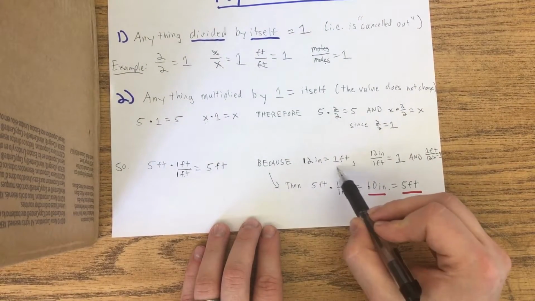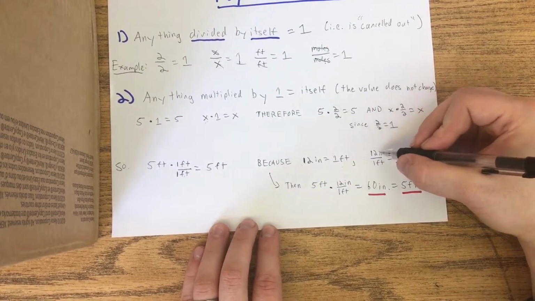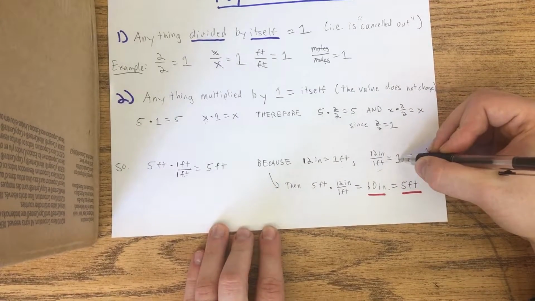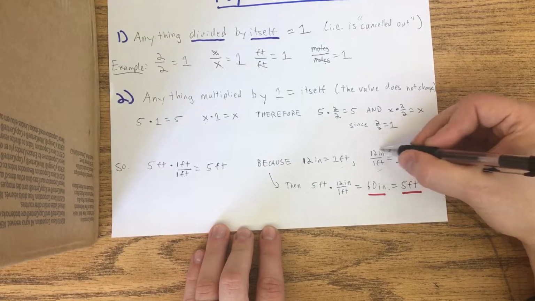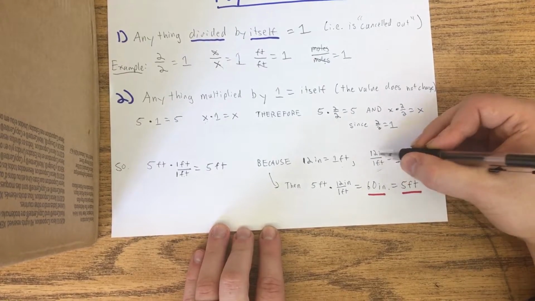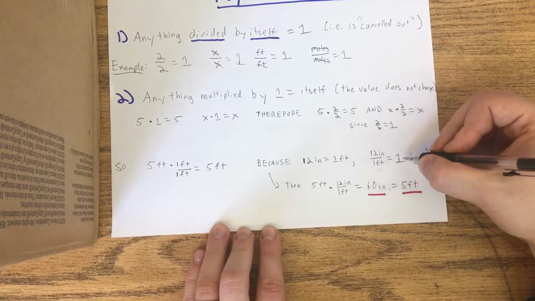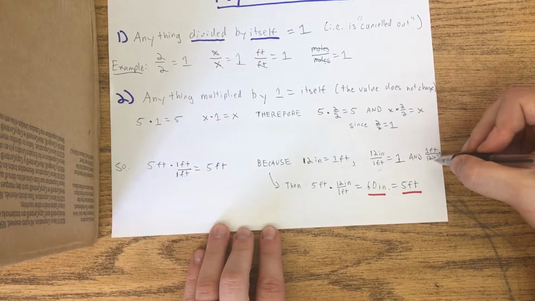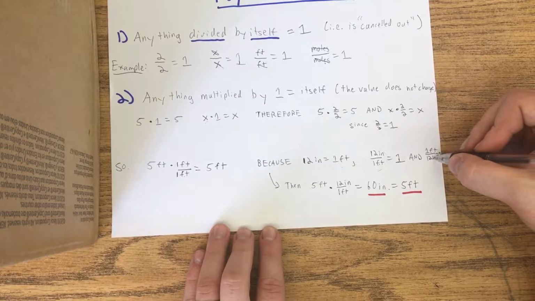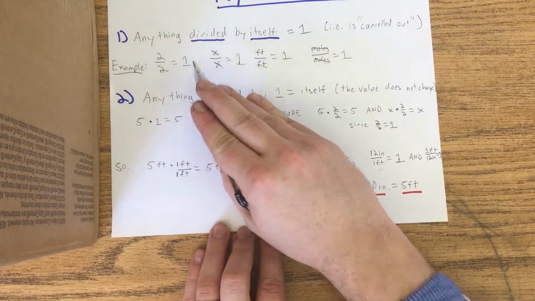Since 12 inches is equal to 1 foot, that means that 12 inches divided by 1 foot is just another form of 1, because it's one value divided by itself, just in two different units. 12 inches divided by 1 foot is equal to 1. And 1 foot divided by 12 inches is also equal to 1, because it's the same value divided by itself, which is our same concept as number 1.